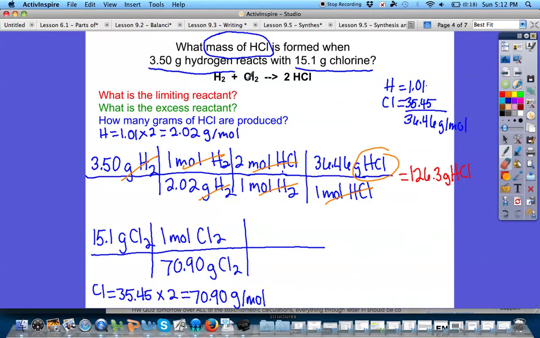Look at the chemical equation. We have 1 mole of chlorine. We have 2 moles of hydrochloric acid. Oh, and we need to use our molar mass yet again for hydrochloric acid to find the mass. So it's still going to be 36.46 grams per mole.